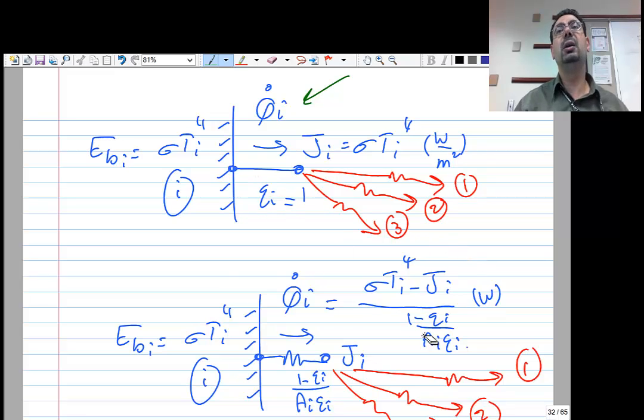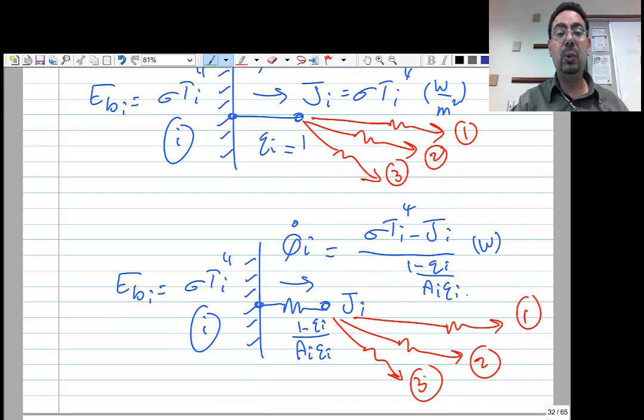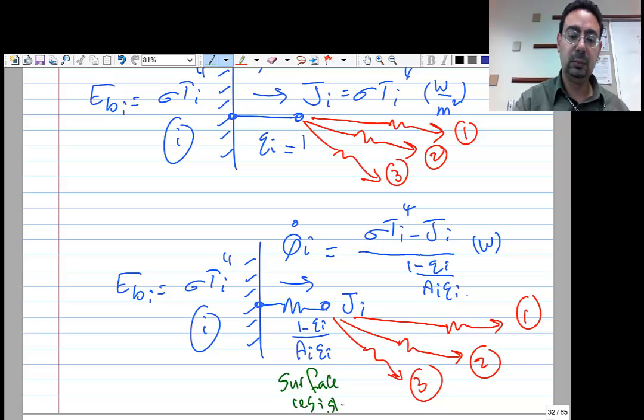And if you are a gray body, you will have this surface resistance that will lower your J compared to your black body radiation. It will be much lower. And the Q leaving you would be basically this minus this over this resistance. And how much will go to 1 and 3 would again be the view factor for each one of them.